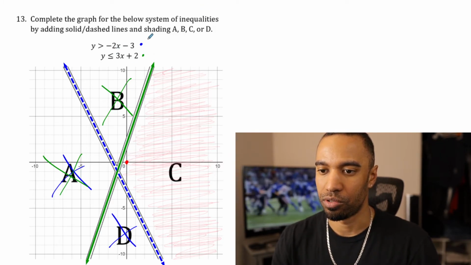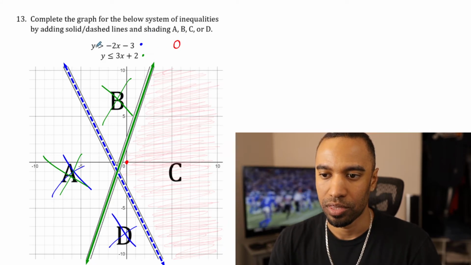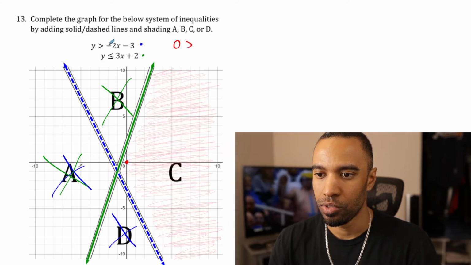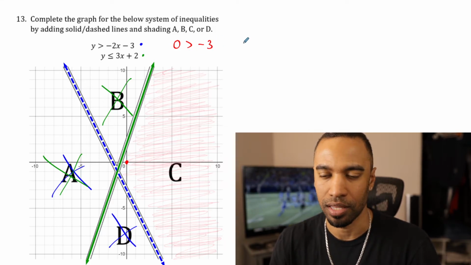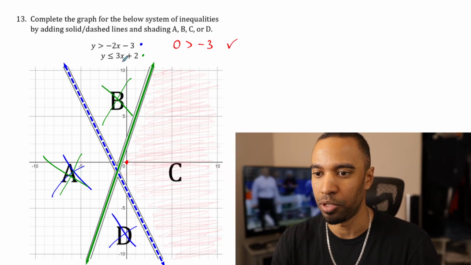Now, when I test 0, 0, this should actually work for both of them. So let's see if 0, 0 does work. 0, that's for y, and 0 for x. 0 is greater than negative 2 times 0 minus 3. That 0 is greater than negative 3. That is a true statement. That does check out for blue.